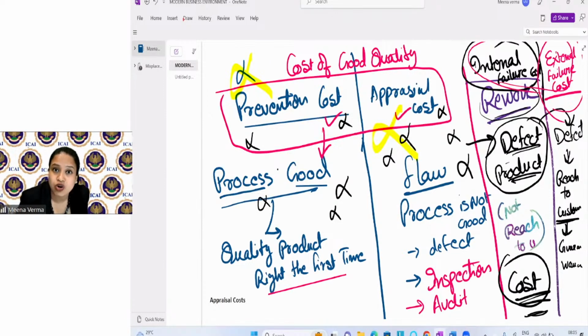You have to incur the cost on guarantee, providing after-sale services. You have to incur the cost on warranty. You have to incur the cost on rework. So actually it is increasing the cost of the company because you are producing bad quality products or defective units. I hope it is clear. Please write in comment if you have any doubt.